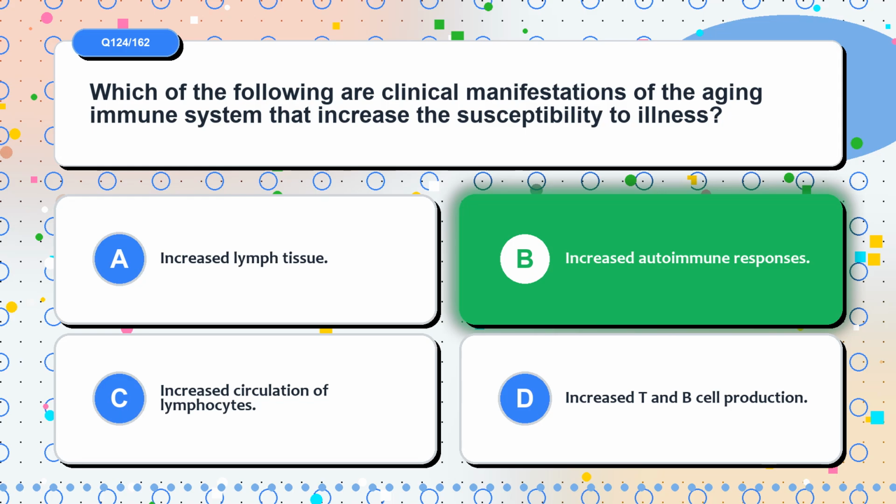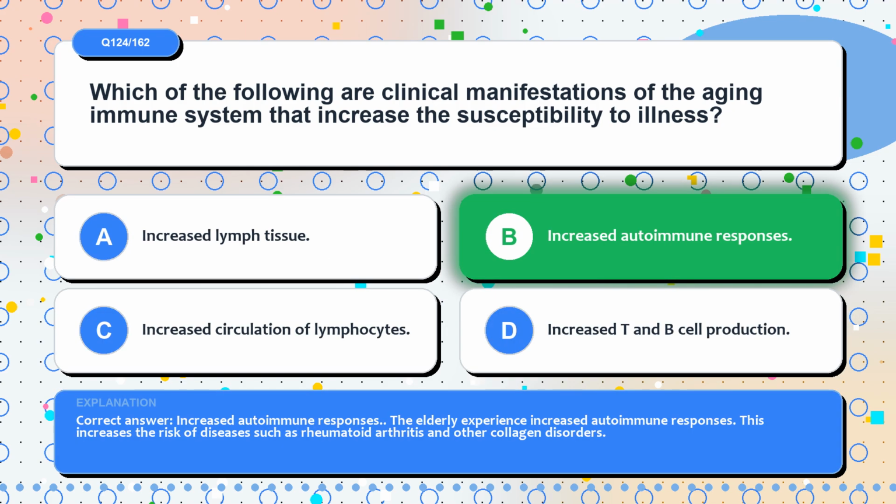The correct answer is option B. Increased autoimmune responses. Correct answer. The elderly experience increased autoimmune responses. This increases the risk of diseases such as rheumatoid arthritis and other collagen disorders.